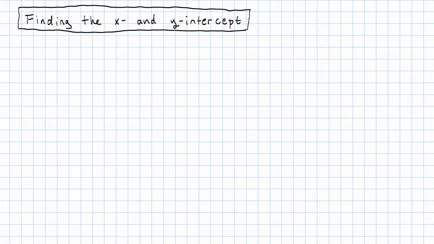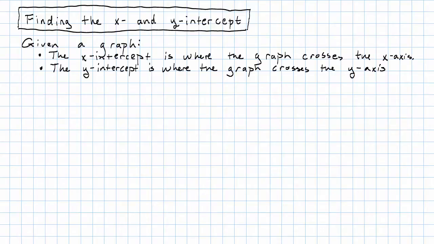In the last video, we saw what the x and y intercepts look like on a graph. And that tells us, given a graph, how to find the x and y intercepts. If we already have the graph, we just look at where the graph crosses the x-axis, that's the x-intercept. Look at where the graph crosses the y-axis, and that's the y-intercept. What if, instead of being given the graph, I'm given the equation of a line?